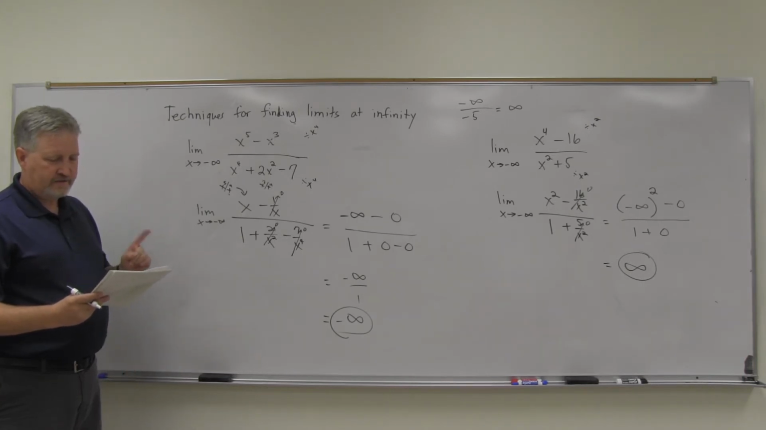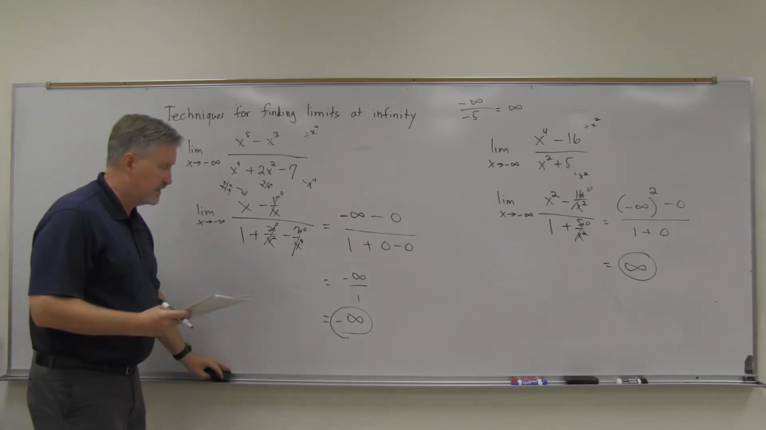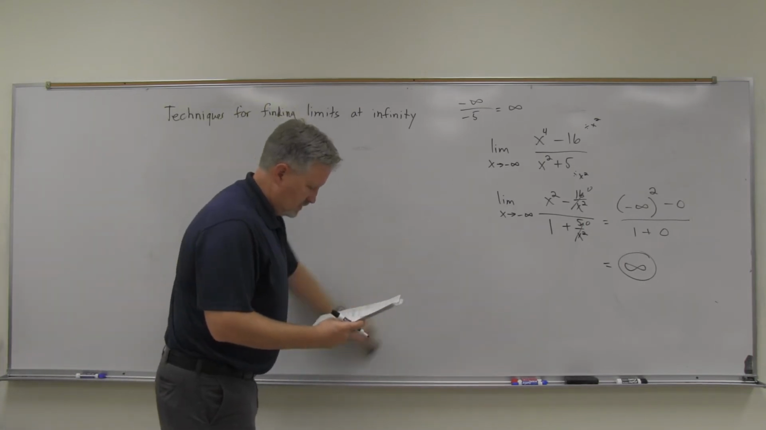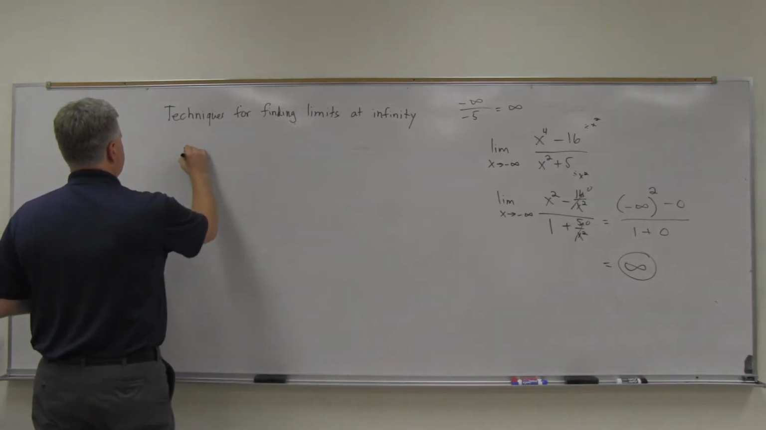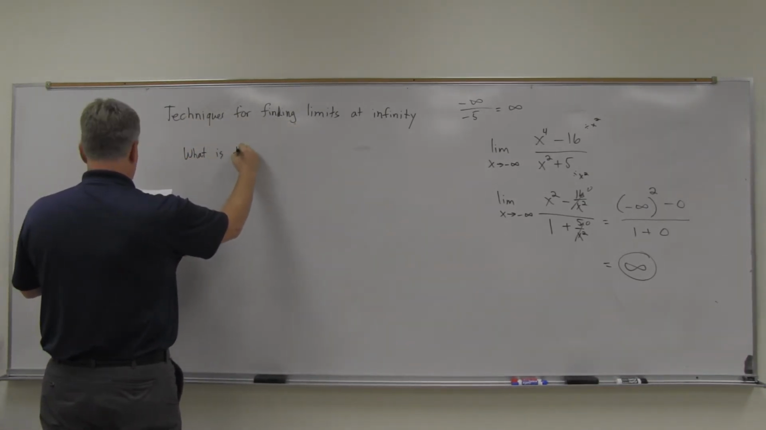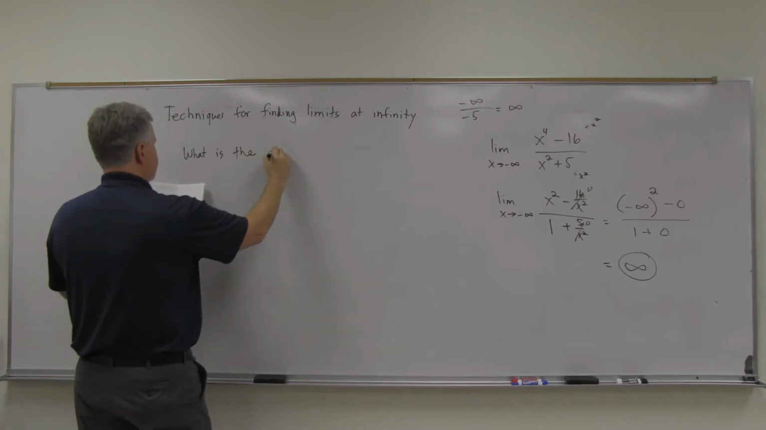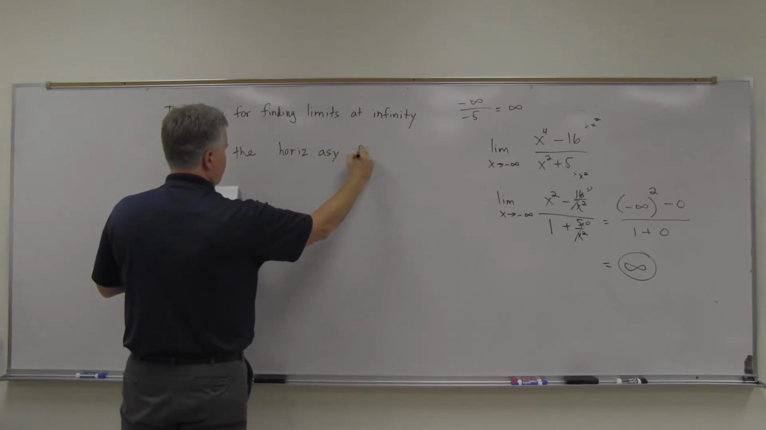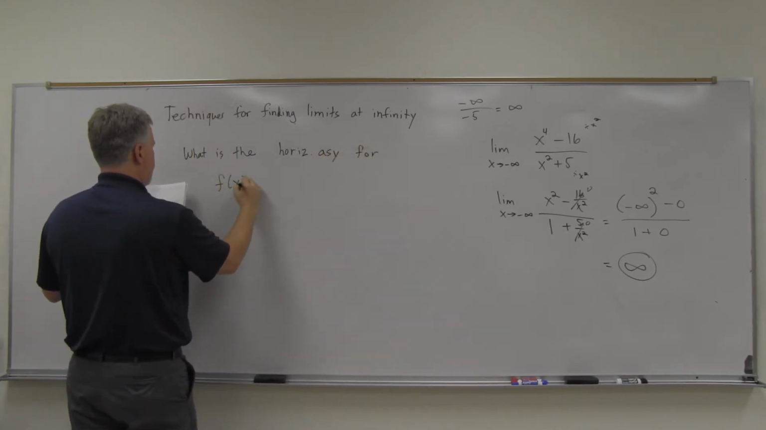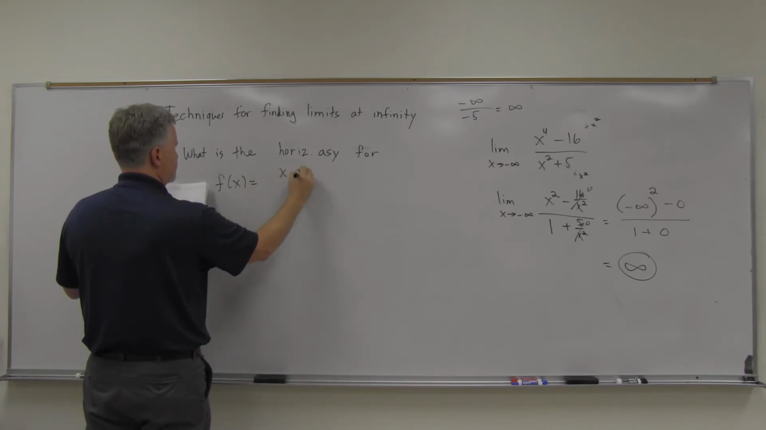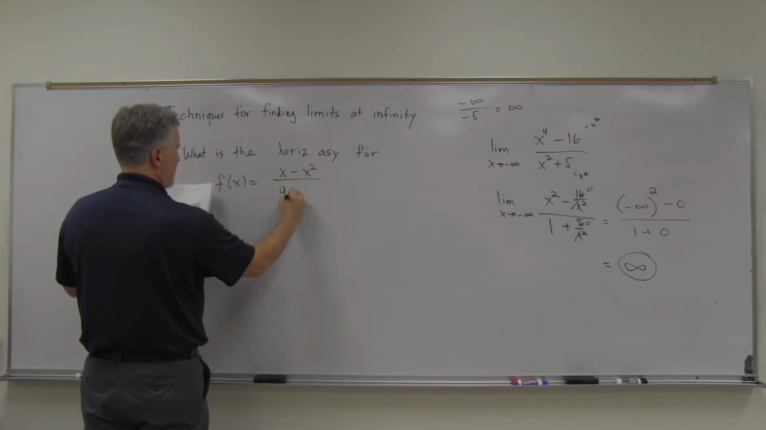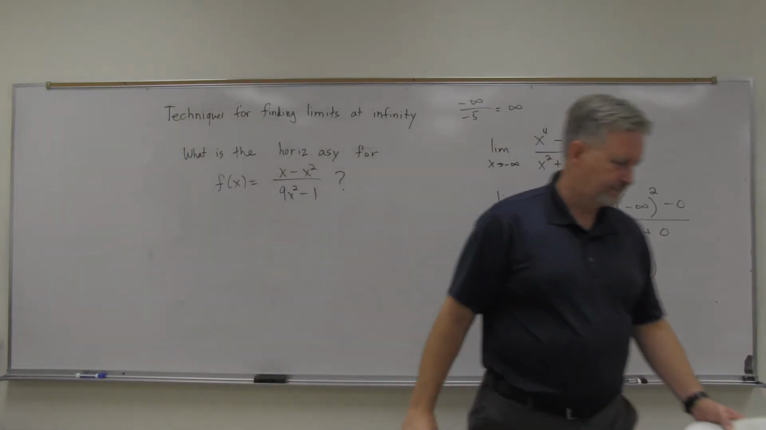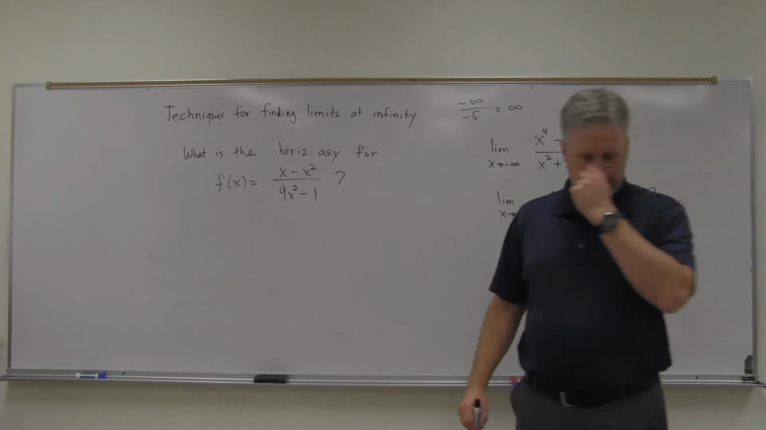One last problem, then we'll do some others next time. What is the horizontal asymptote for f of x equals x minus x squared over 9x squared minus 1? What's the horizontal asymptote for that? Horizontal asymptote. Yeah, horizontal asymptote.